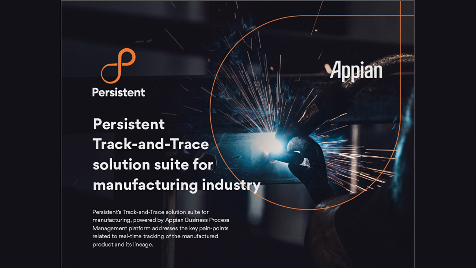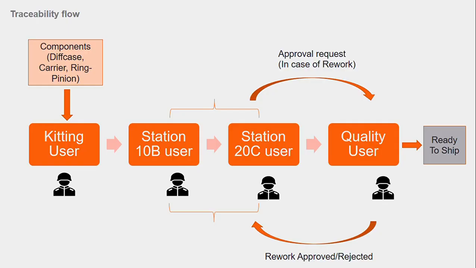Automated traceability solutions help to capture, store, and manage product attributes and process flows at various stages of the product lifecycle, which helps in improving operational efficiency and customer experience. Persistent's track and trace solution, built on the Appian platform, is an automated traceability solution.